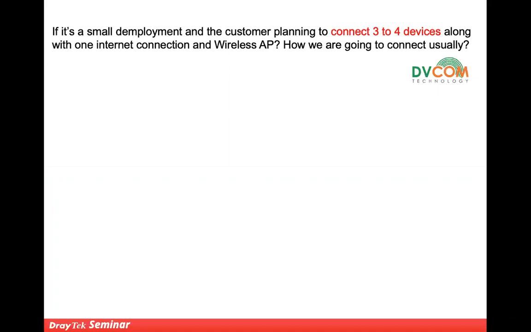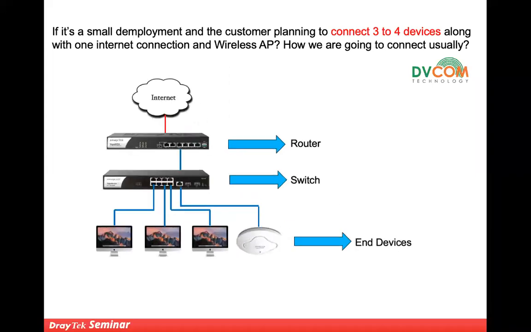The first one: if it is a small deployment and the customer is planning to connect 3 to 4 devices along with one internet connection and a wireless AP, how are you going to connect usually? If you go to travel agencies or small supermarkets, they just want to connect only 2-3 devices. So what we regularly do is this.